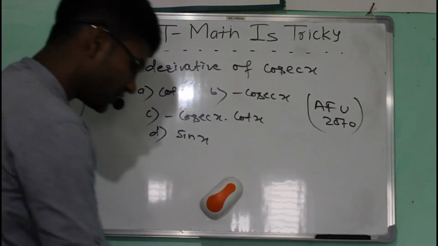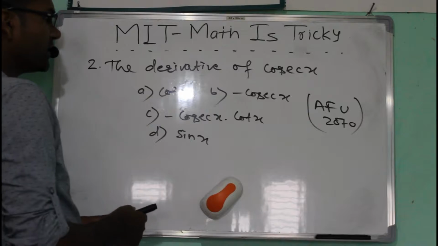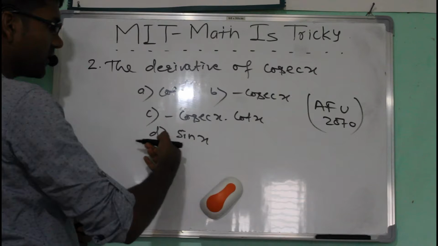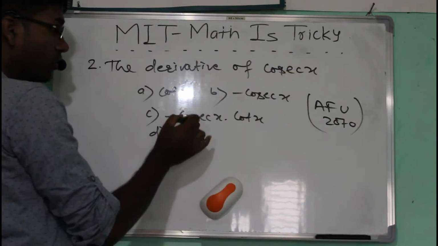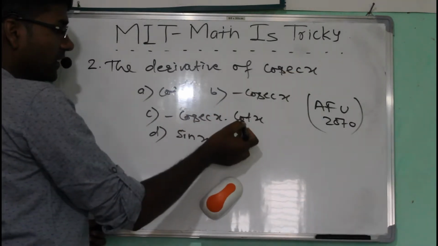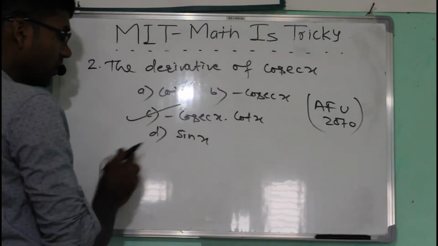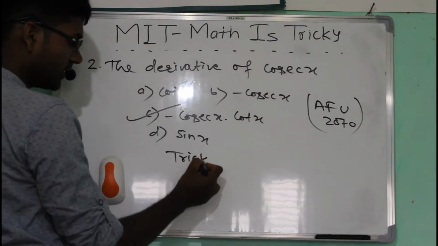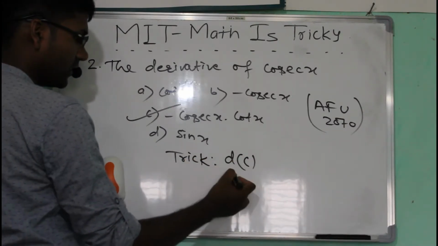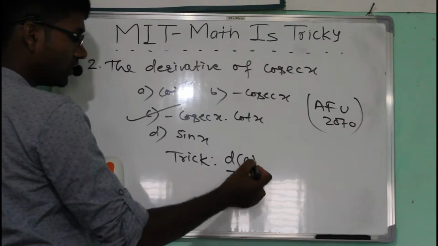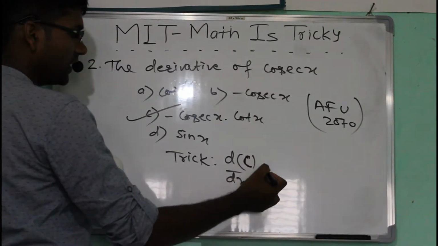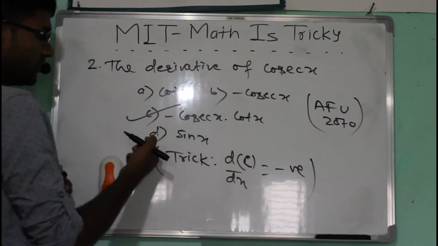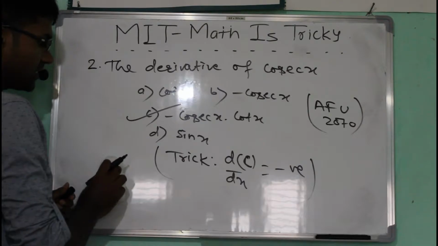What we can do here is very simple. Just memorize this. It is just a formula: the derivative of cosec x is not only cosec x, it will also contain cot x. So that's your answer. And always remember this trick: the derivative of all the trigonometric ratios starting from c is always negative. So this trick will help you. So obviously we are going to tick option C. That's your answer. Very simple.